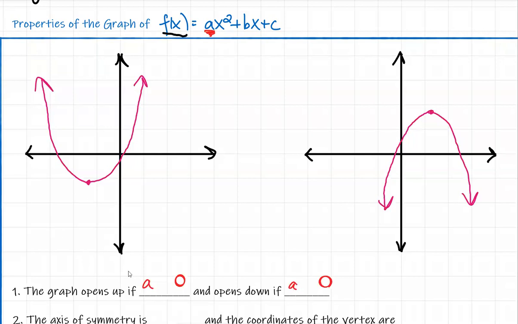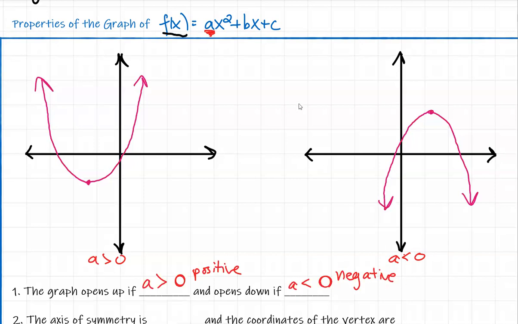Okay, hopefully you said, or maybe got close to thinking, that a is bigger than 0 if it opens up, and a is less than 0 if it opens down, aka a is positive or a is negative. Okay, so in this graph, our a is bigger than 0, and in this graph, our a is less than 0, all based on the way that it's opening up or down.